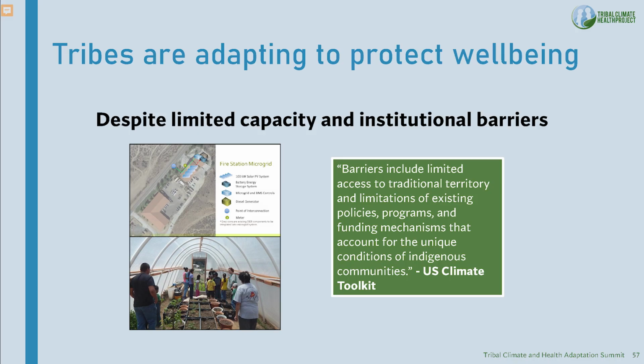So, the great news, and what you all have been sharing with us all day today, is that tribes are adapting to protect well-being. And that's despite a lot of these capacity issues and institutional barriers that we've talked about. This is quoting what a lot of you have shared, similar sentiments, that barriers include limited access to traditional territory and limitations of existing policies, programs, and funding mechanisms that account for the unique conditions of Indigenous communities. So lots of institutionalized barriers where you can't do the things that would help protect your community because there may be some kind of policy or legal barrier.